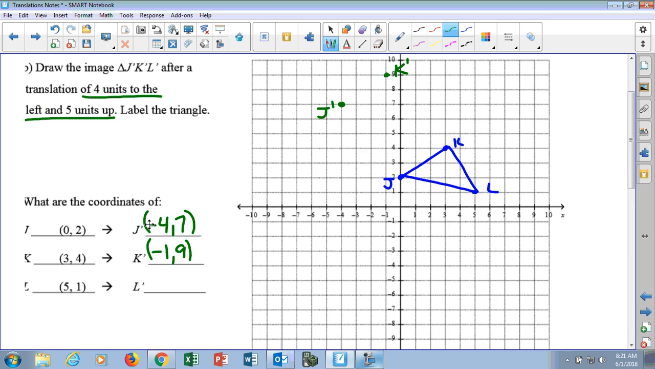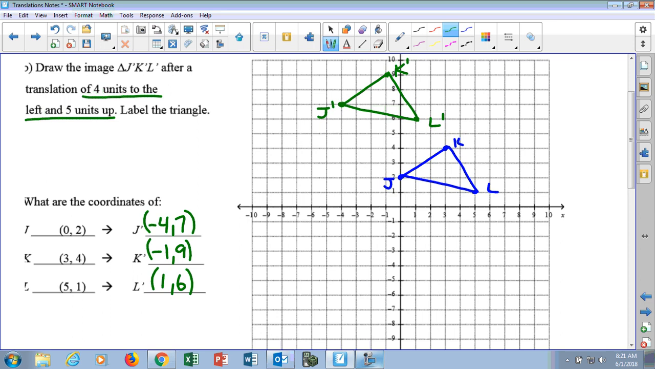That's image K. And then what about image L? Claudia? 1, 6. Very good. And 1, 6 would be right there. So there is your translated image.